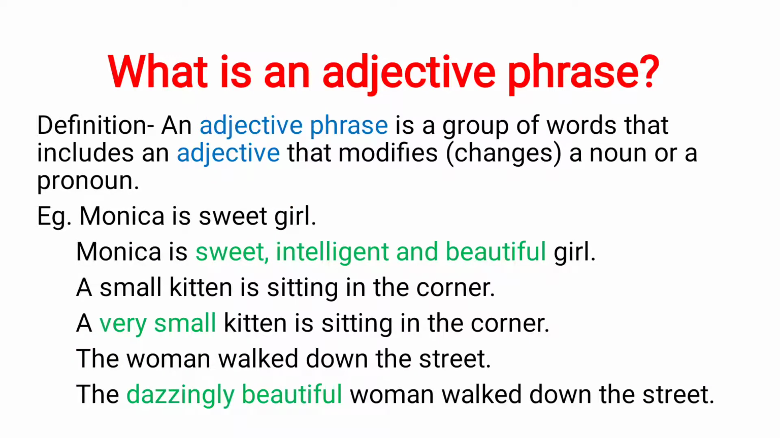Now, first of all, let us understand what is the definition of adjective phrase. An adjective phrase is a group of words that includes an adjective that modifies a noun or a pronoun. Now, as per the definition, we never understand what it means. So let us understand this with the help of examples. Here we know that phrase means a group of words and adjective means describing words. So, a group of words that describes a noun or a pronoun, that is an adjective phrase.